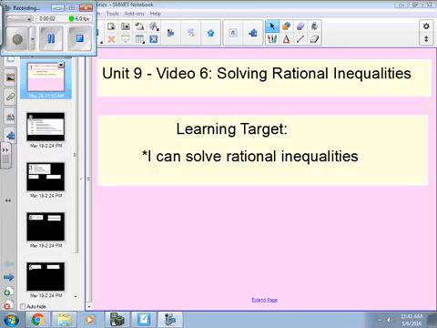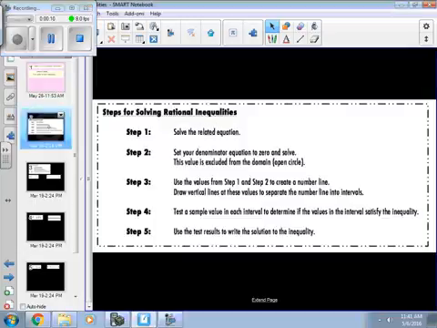All right, the last video for this unit, we're going to be looking at solving rational inequalities. We've looked at equations, and now we'll look at how you do the ones with the less than, greater than type symbol.